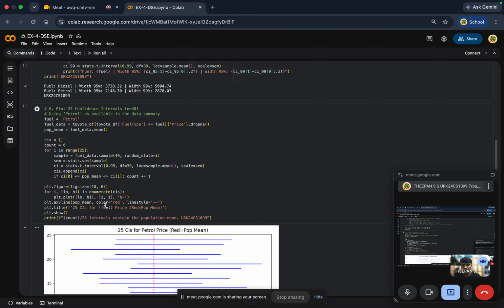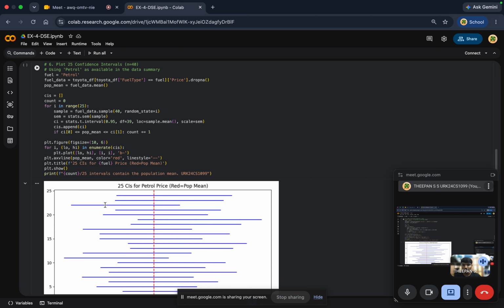And we go to the sixth question. We can see the plot here directly. The goal is to visually demonstrate what a 95% confidence interval truly means across multiple repeated samples. How the code works is that it simulates 25 independent samples of size 40 and computes a 95% CI for each, plotting the intervals as horizontal blue lines.